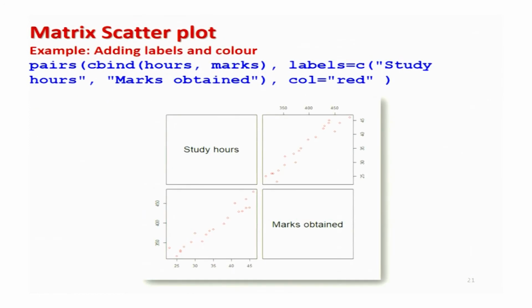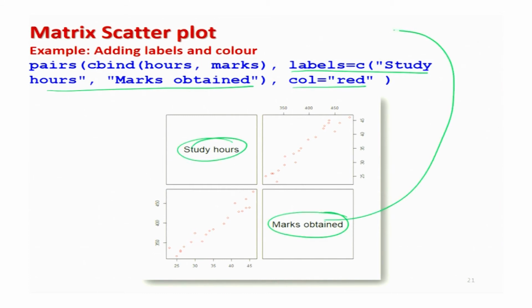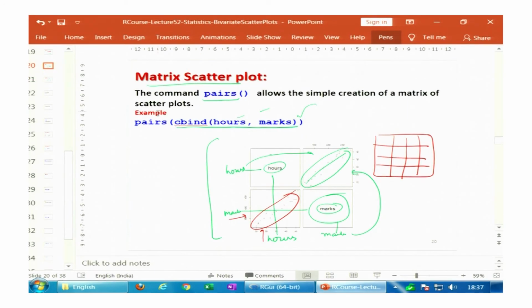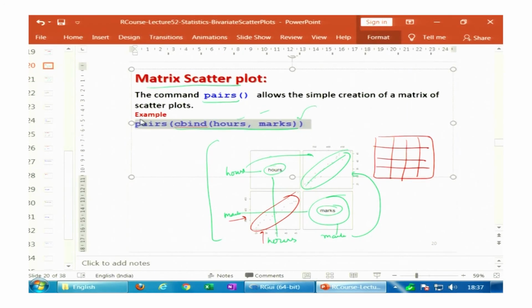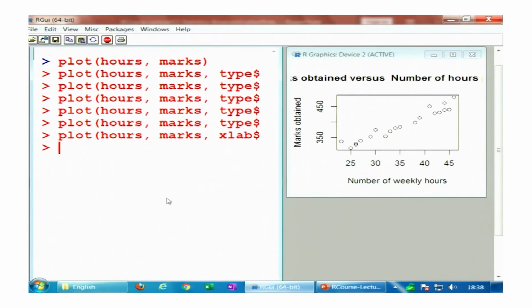For example, if you try to see here, when I try to obtain a matrix scatter plot, and if I want to make the labels of my choice, I can use the command labels, say study hours and marks obtained, and I can make the color red. So you can see here these labels are controlled by this option labels, and the color of the dots is changed by this col option. I don't think it will be a very difficult thing for you. But let me try to show you how you can obtain it on the R console.